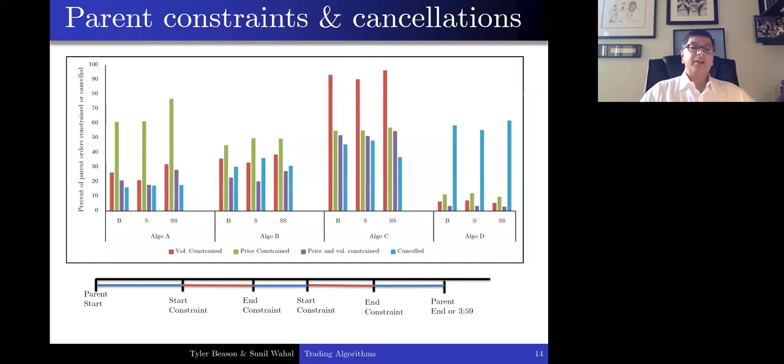And at the parent level, we know where there are constraints and where there aren't. So as I said, you can have volume constraints, price and volume constraints. And of course, the parent order can be canceled prematurely as well.